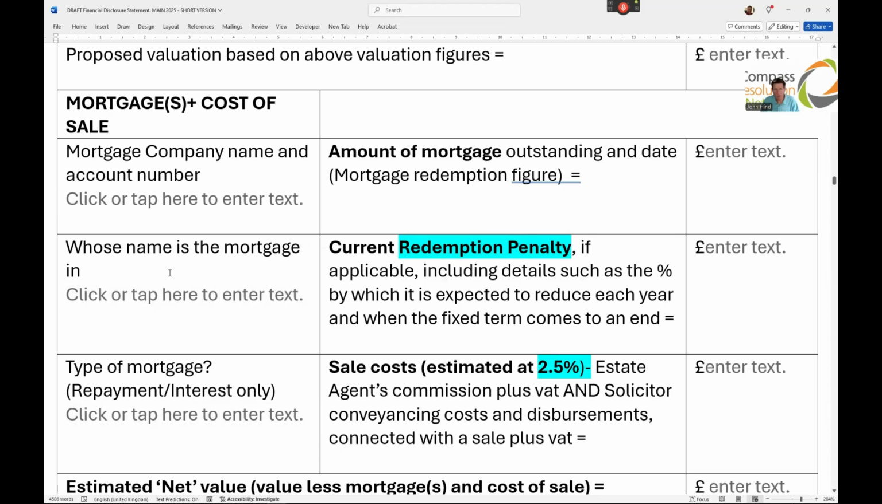Obviously, whose name the mortgage is in. If the property is in joint names, usually the mortgage is in joint names. And I say the type of mortgage, whether it's a repayment or interest. Let me just say something a little bit about redemption penalty.